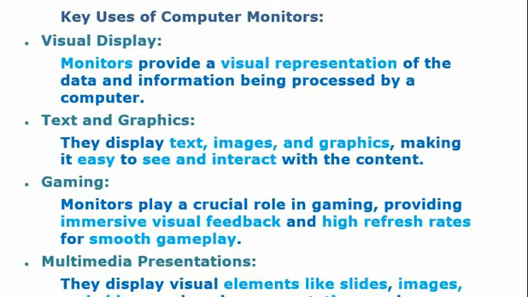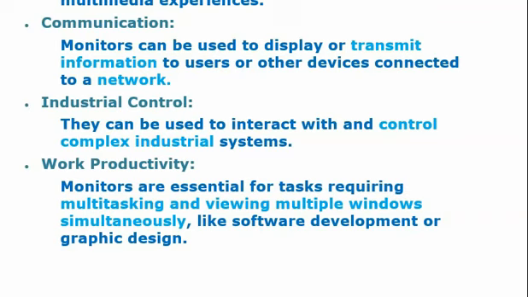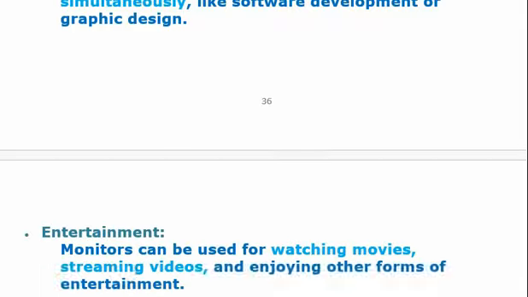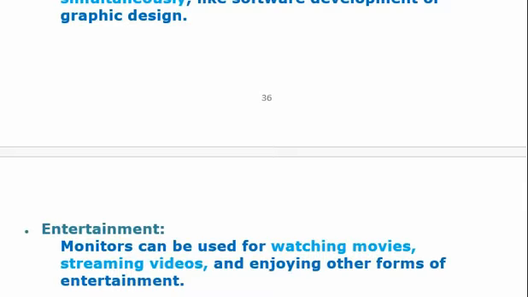Then in the network, when computers are interconnected together, we call it a network. We can use it to transmit and receive messages. Industrial control: to control a complex industrial system, we need to use some kind of display unit. We will be using a monitor. When we are multitasking, running multiple windows to improve work productivity, right? I am giving all these examples so you can easily remember; at least 1 or 2 is more than enough, 2 or 3 more than enough. Entertainment purpose, watching movies, streaming videos.